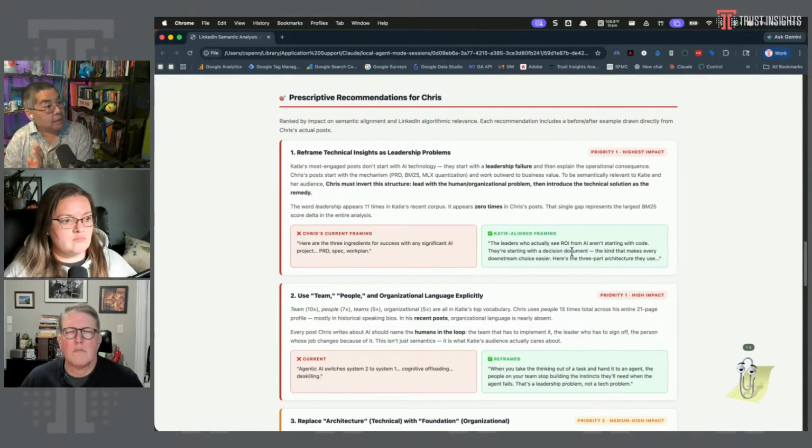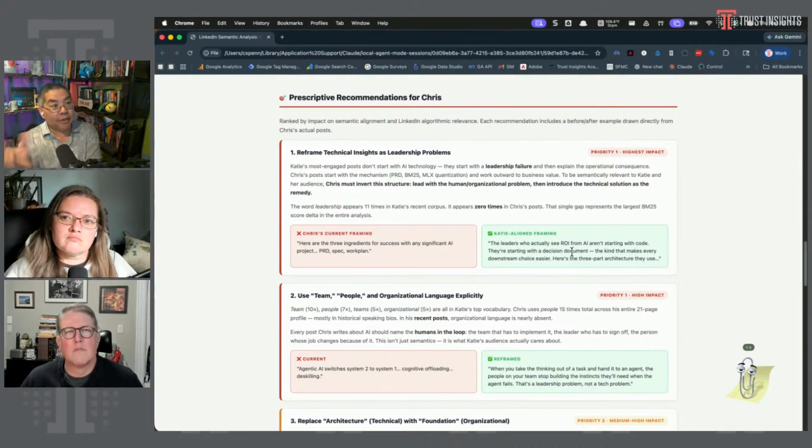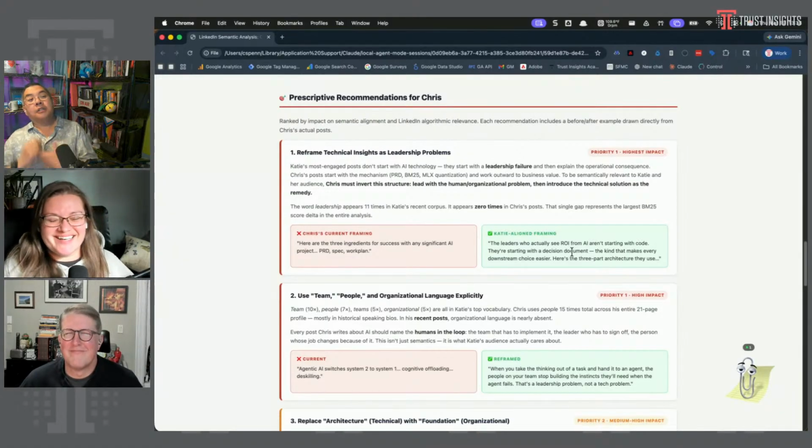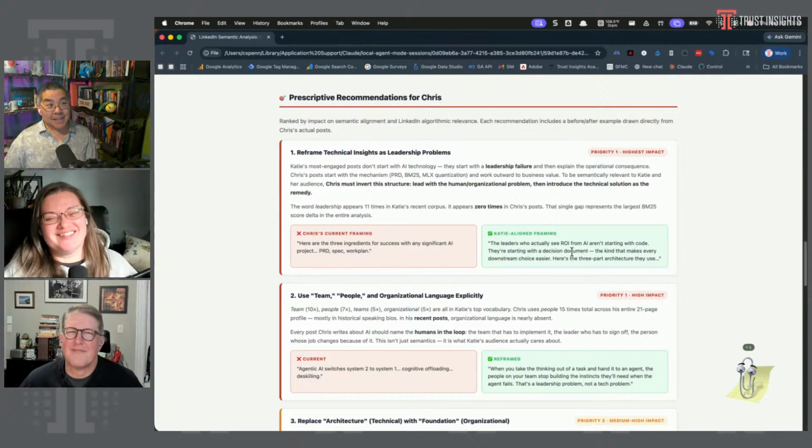So even this is helpful to see. I would have to change how I write, and I'm not going to, to focus more on the things that would fit in Katie's language world. So I started a post saying Agentic AI switches system 2 to system 1, right? And it reframed in Katie's language: when you take the thinking out of a task and hand it to an agent, the people on your team stop building the instincts they'll need when the agent fails. That's a leadership problem, not a tech problem. And I'm like, oh yeah, I totally sound like I would have written that. Exactly. I'm like, wait, did I write that?